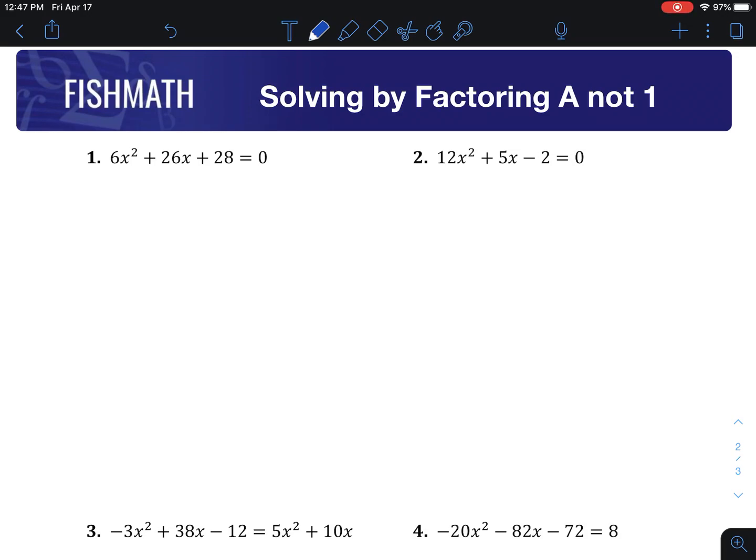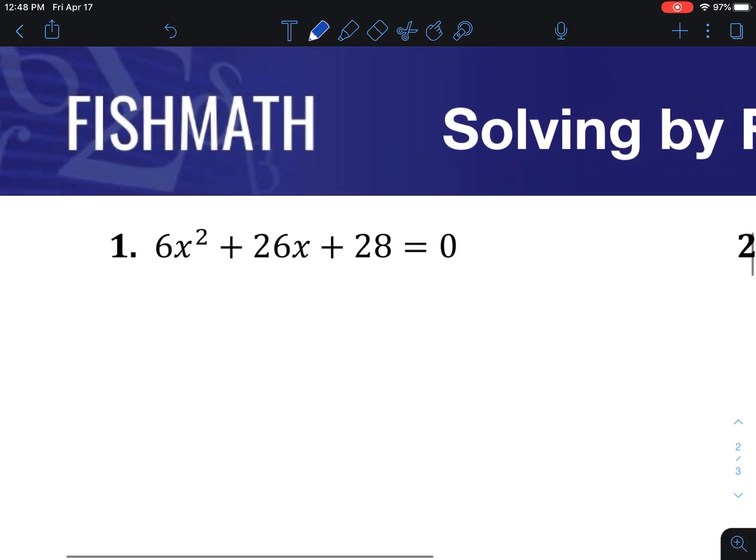Hi everyone, we're going to solve some quadratics here by factoring even though a is not equal to 1. These are our trickiest examples to factor. Looking at the first one here, the shortcut to always start with is to find a GCF. So what goes into all of these pieces, the greatest common factor, we're going to factor that out to make this quadratic a lot easier to work with.